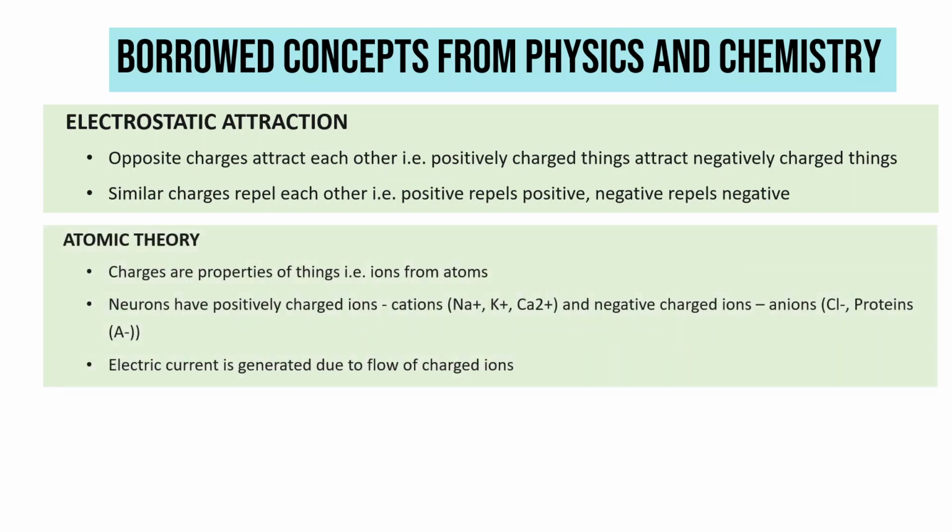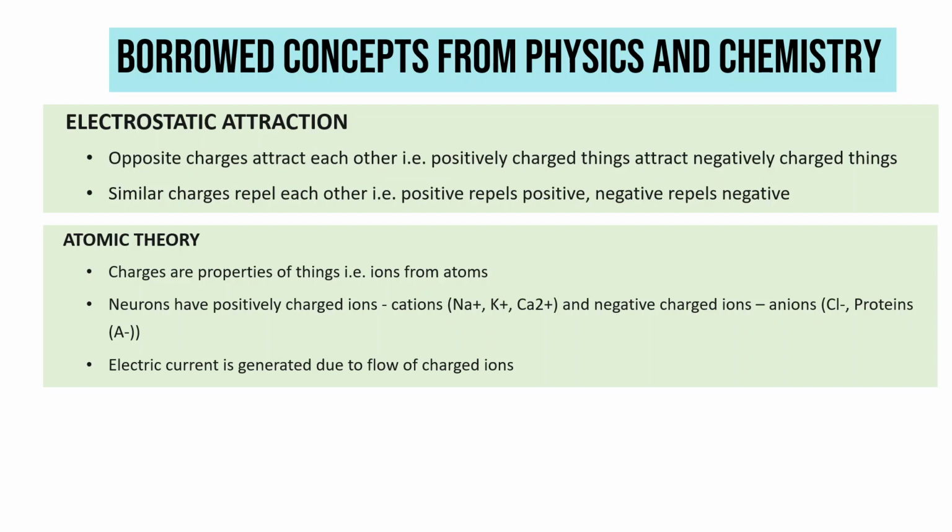And then we borrow from the atomic theory, that charges are properties of things. What kind of things? Ions of the atoms. Atom is the most fundamental unit we have. An atom has electrons, neutrons, and protons. And the change in the composition of electrons causes charges, because electrons are the most free moving subatomic particle of an atom.